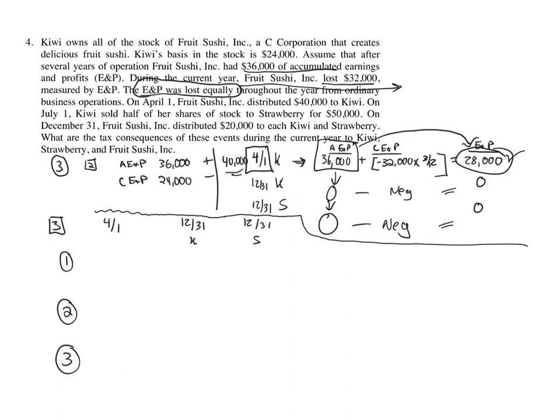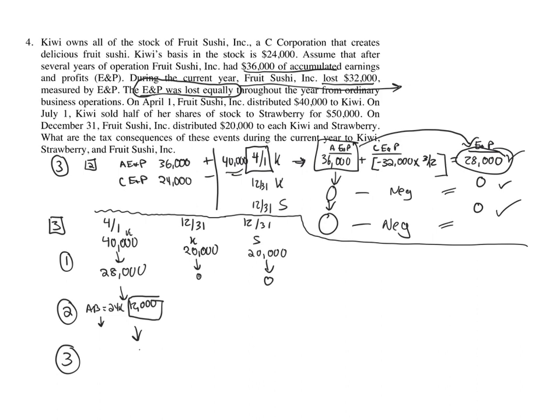Okay. So remember, April 1st, the $40,000 distribution. This is a $20,000 distribution. This is a $20,000 distribution. So step 1, E&P. We have $28,000. This is 0 and 0. These are these numbers right here. So adjusted basis, we have 24. We only need 12,000. 12,000 is return of capital. So that reduces the adjusted basis down to $12,000. Before we do these dates, we need to know what the basis is.